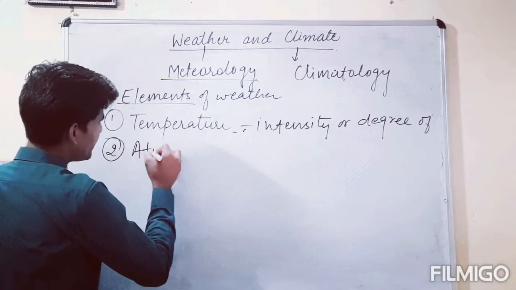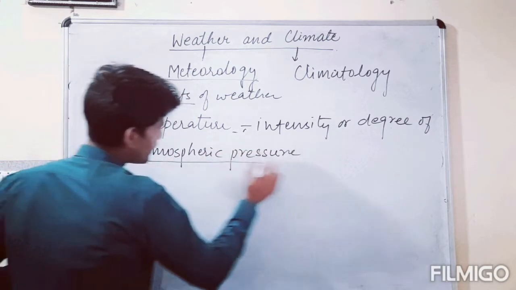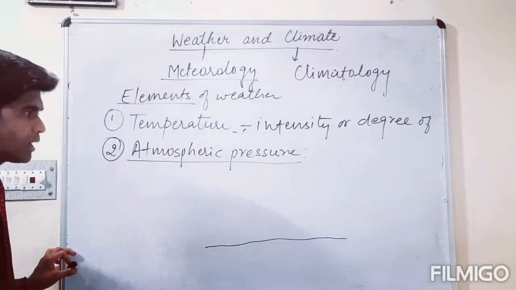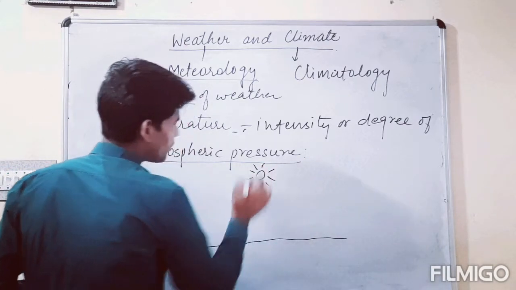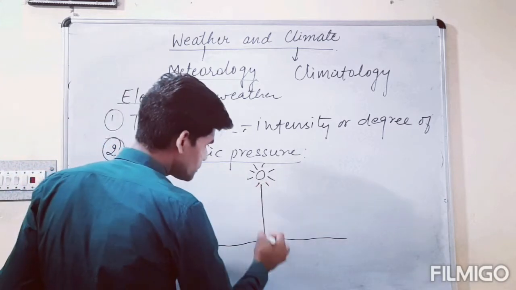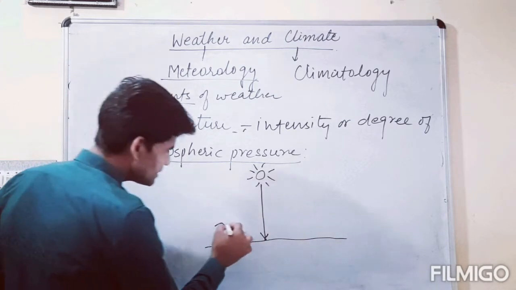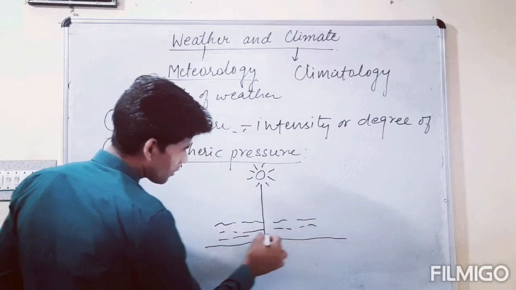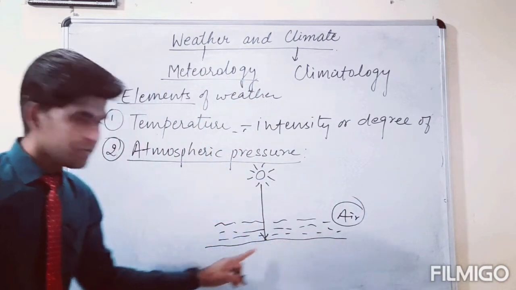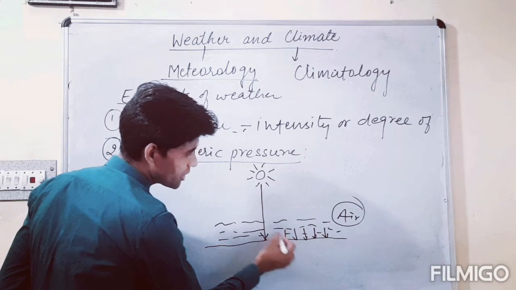The second one is atmospheric pressure. We all know that the air exerts pressure on the surface of earth. Look, this is the surface of earth and this is the sun, and the solar radiations will be approaching towards the surface of earth. These radiations are coming from the sun, and this is the air just above the surface of earth, and air exerts pressure on the surface of earth. Air is exerting pressure now on the surface of earth.